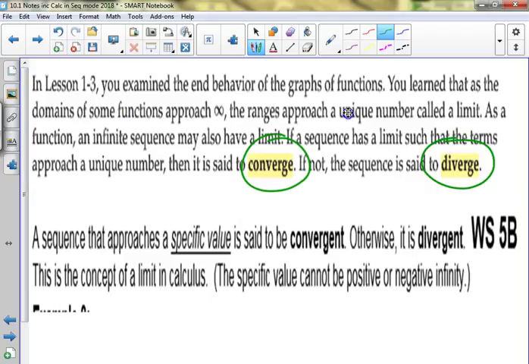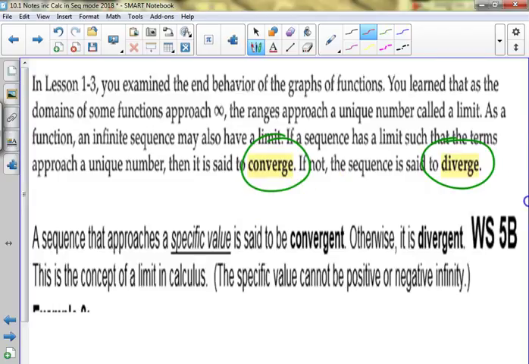We've talked about the end behavior of graphs in the past, okay? Approaches infinity, approaches negative infinity, approaches 0. You've learned that as the domains of some graphs approach infinity, far off to the left or right of the graph, the range changes and approaches a number called the limit, okay? If a sequence has a limit, then it is said to approach a particular number and converge. Everything else is called diverge. Okay, diverge doesn't necessarily mean part of it's going up, part of it's going down, or it continues to go up or continues to go down. It's just everything that doesn't converge.